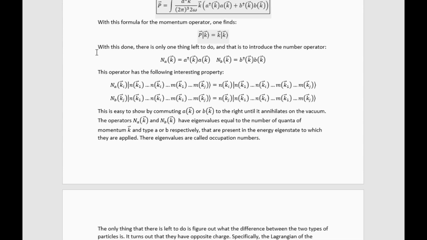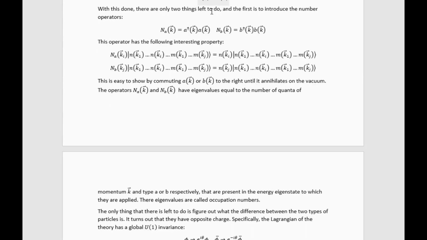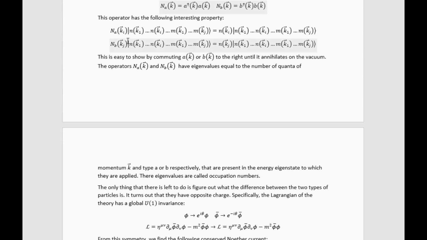With this formula for the momentum operator, one finds that this operator does just give the momentum as its eigenvalue. With this done, there are only two things left to do, and the first is to introduce the number operators. We have them here. Now the number operators have an interesting property.